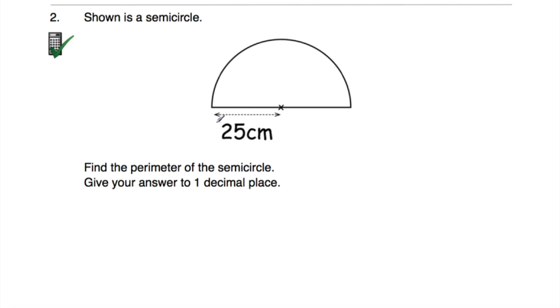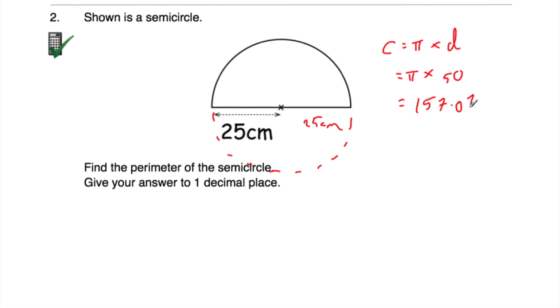Well, if we pretend it's a whole circle, the diameter of the whole circle will be 25 plus 25 centimeters, the whole way across, which is 50 centimeters. So to find the circumference of the whole circle, we do circumference equals pi times diameter. So it's pi times 50, because the whole diameter of the circle is 50 centimeters. That's equal to 50 pi, or 157.079 and so on centimeters. So that's the circumference of the whole circle.